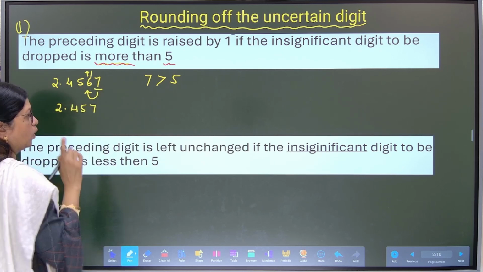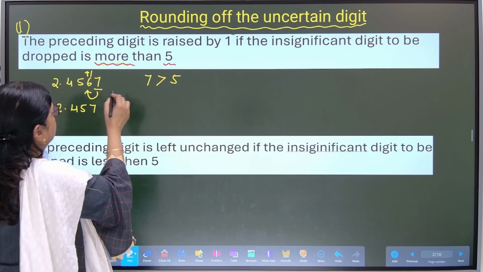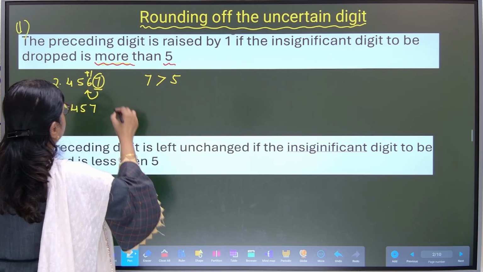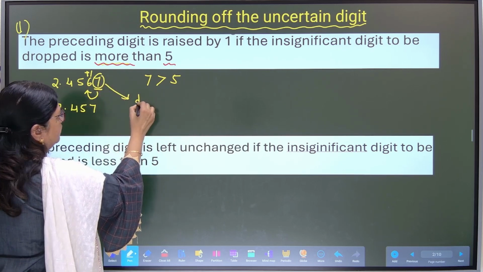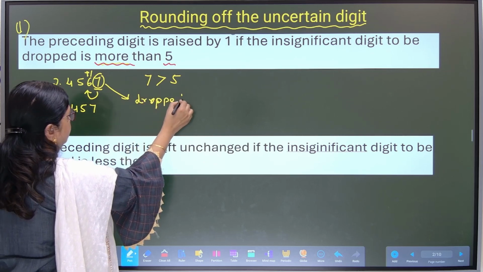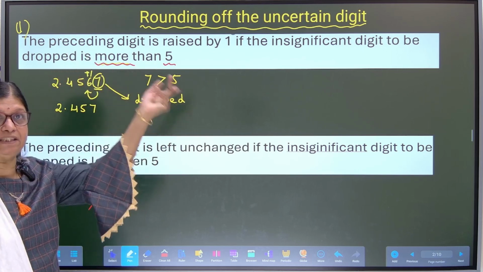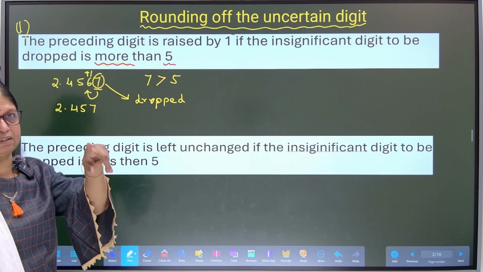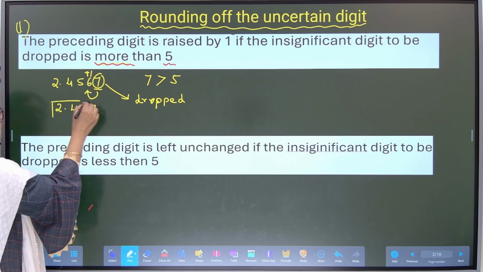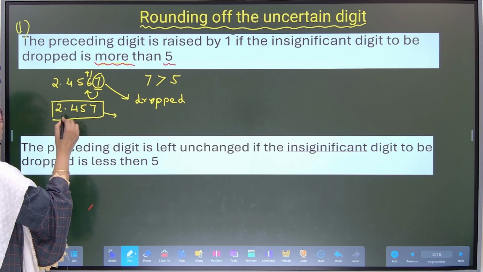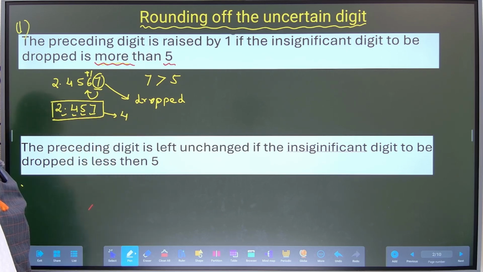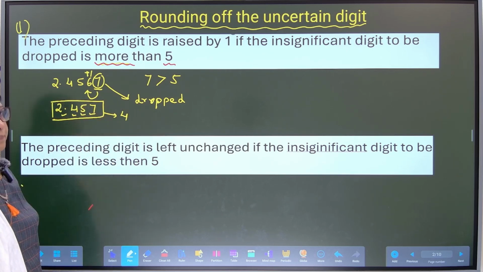So what is our answer? 2.457. So what did we do in this step? The underlined digit was greater than 5, so we dropped it. We are not writing it. And we added 1 to the preceding number which was 6, and we wrote that number 7. Now our answer has the correct 1, 2, 3, 4 significant numbers.